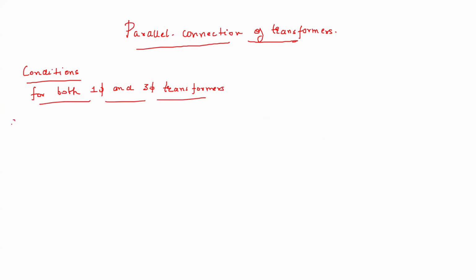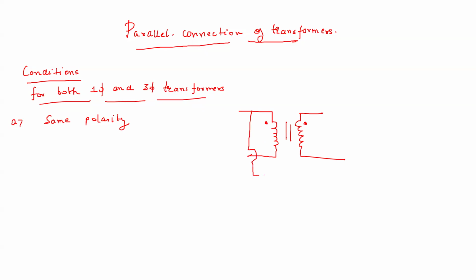So here, what is the first condition? The first condition is that the polarity should be the same. What do I mean by this? So this is the winding. Suppose this is one single phase transformer having a polarity dot like this. The second transformer's dot should be connected to the dot only. This is what I meant by same polarity.